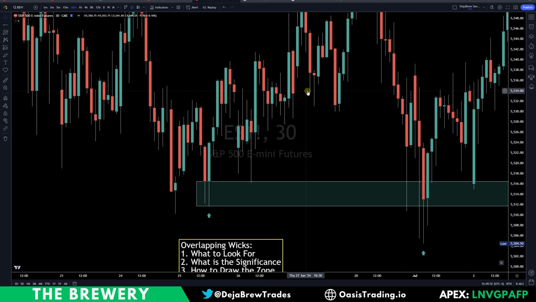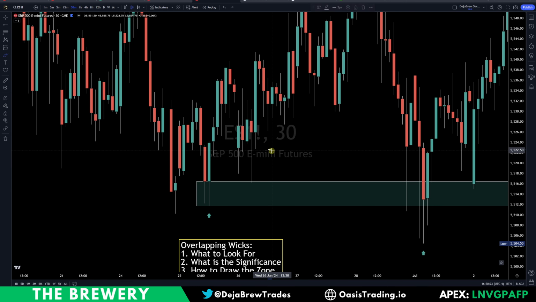Now, these zones can be used multiple times. You can see it sometimes happen 3, 4, 5 times in the future. Like let's say we drew our zone on this overlapping wick right here. That was used 1, 2, 3, 4, maybe even 5 times, right? It can happen. So typically what I say is you really want to trade the first retest. You can trade the second, third, and so on and so forth.